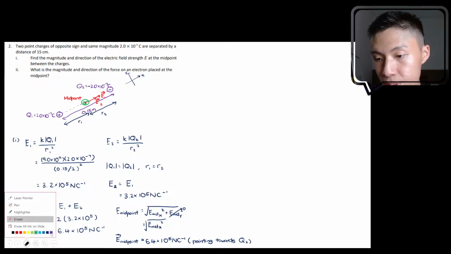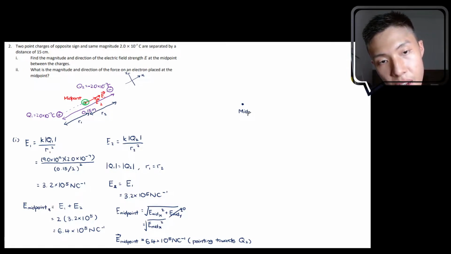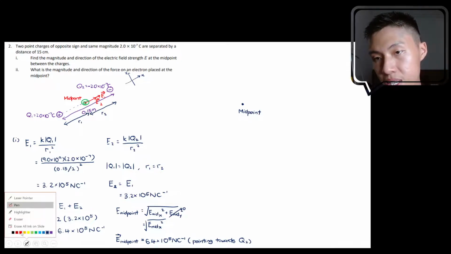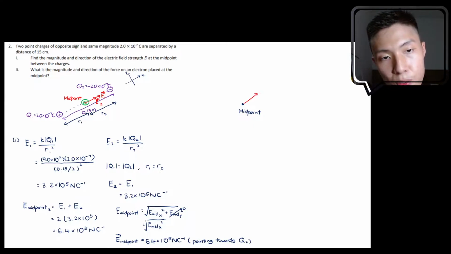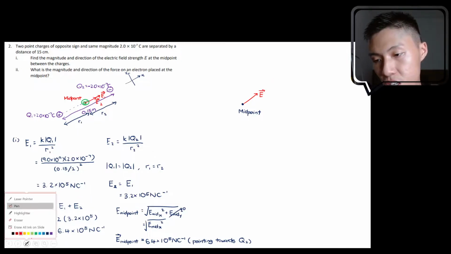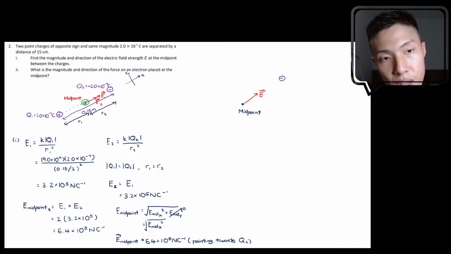If we simplify the situation, this is a point that is called the midpoint. At this position, you have already determined that the electric field is pointing directly towards the charge Q2. Technically Q1 and Q2 are irrelevant for the situation right now because you have determined the electric field. But you know that the electric field is pointing towards Q2.